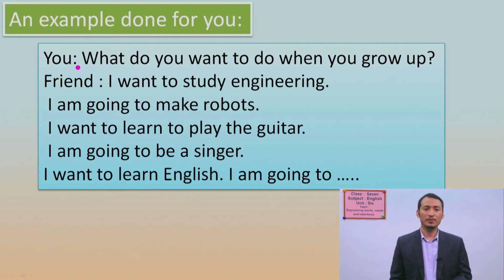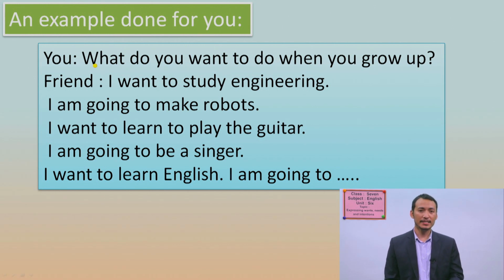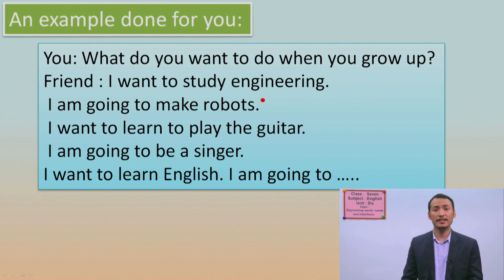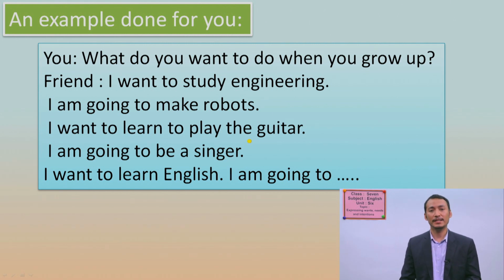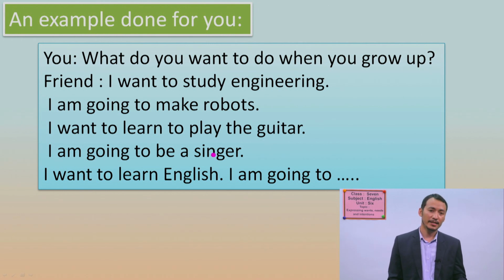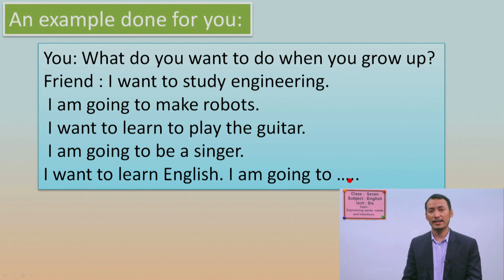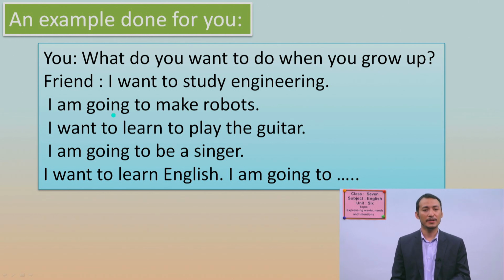For example, you can ask your friend like this: what do you want to do when you grow up? Your friend can answer like this: I want to study engineering, I'm going to make robots. I want to learn to play the guitar, I'm going to be a singer. I want to learn English, I'm going to write a book. Like this, you can continue. Your friends can give these answers.